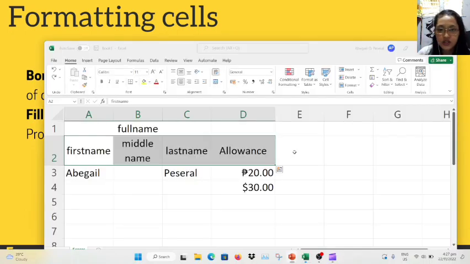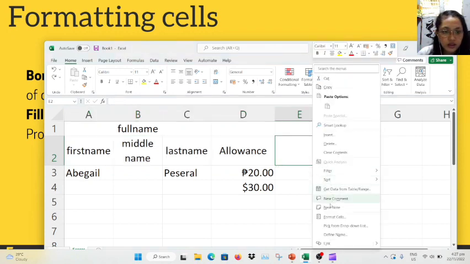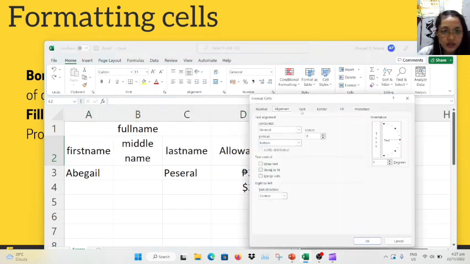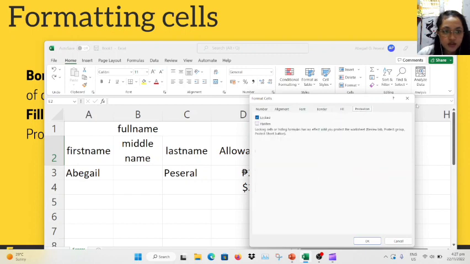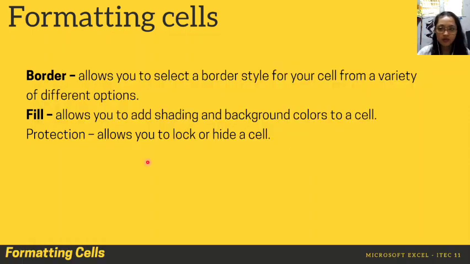So we can also adjust the border. So explore lang. Format tab. So we have the font, we have borders, fill, protection. So for the border, it allows you to select a border style for your cell from a variety of different options. So fill allows you to add shading and background colors to a cell. So protection allows you to lock or hide a cell.